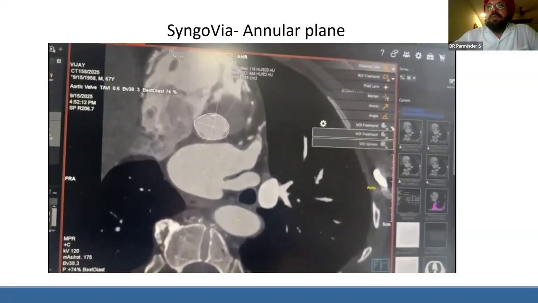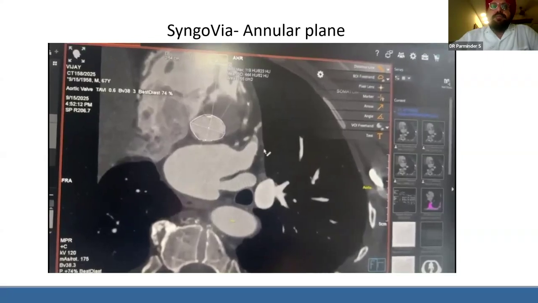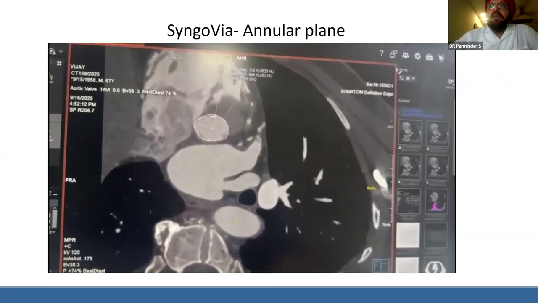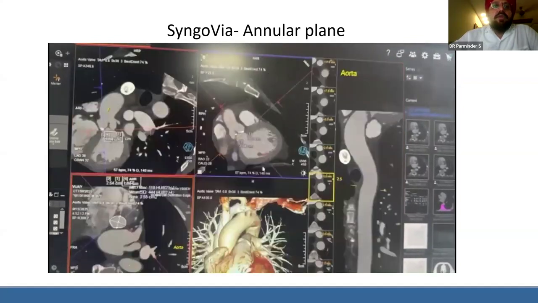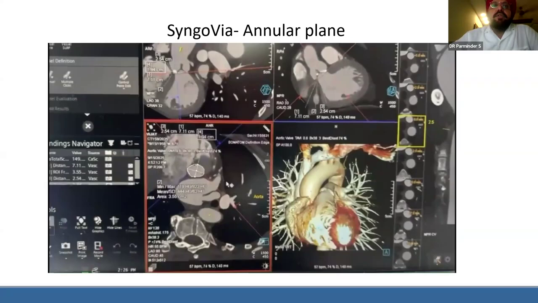For balloon expandable valve, we use the area. Once we have done that, we go back and this is the annulus. And we can see the other planes like the coronal section and the sagittal section, which have now been a little bit modified. And they show the annulus level or the vessel plane from where we can measure the coronary heights, we can measure whatever we want, right?